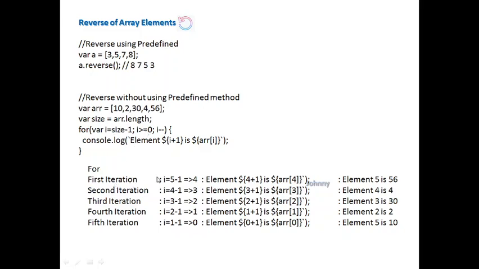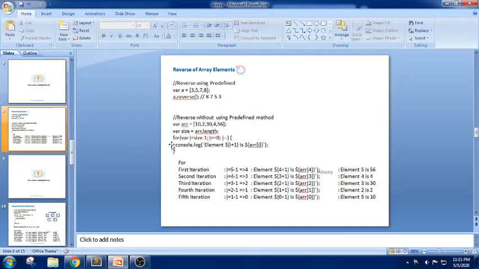So here in the first iteration the value is 5, that is size 5 minus 1, that is equal to 4, and we are using a template literal here. First is the array index value, next the variable value and the array index value. We call it template literals, and we are passing array of 4. So the element will be 56, next 34, next 32 and 10. It will iterate the values. So we have written the same thing.